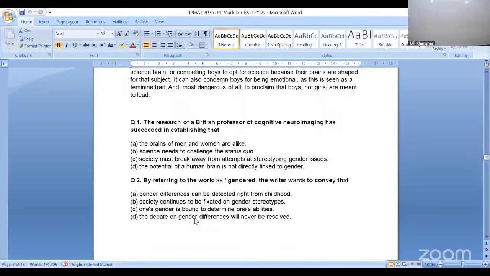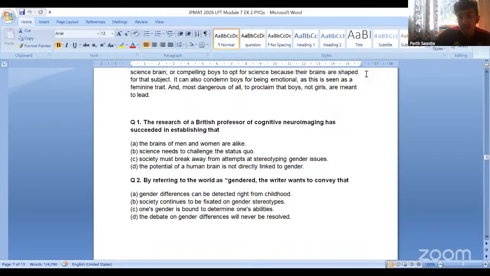Okay, so we begin with question number 1. So, Parth, what's your answer to 1? Ma'am, option D. Option D, yes. So, the potential of the human brain is not directly related to gender. That is what the result of this study is. Okay, question number 2. Ma'am, B. B, yes, society is fixated on gender stereotypes. Right. Question number 3.